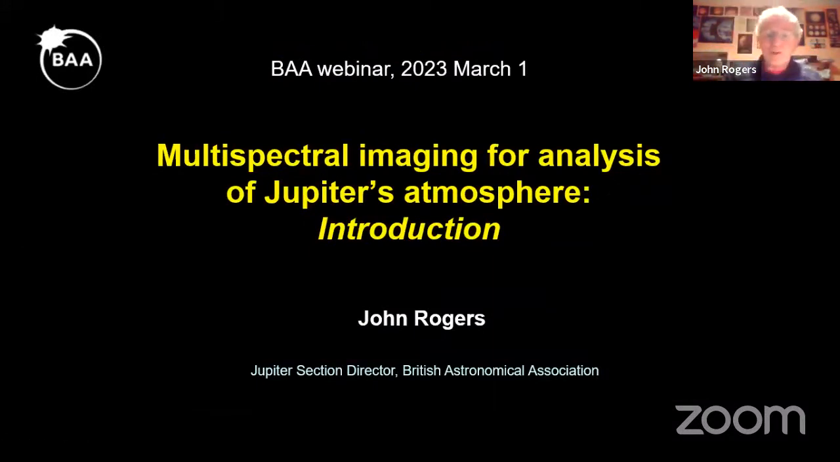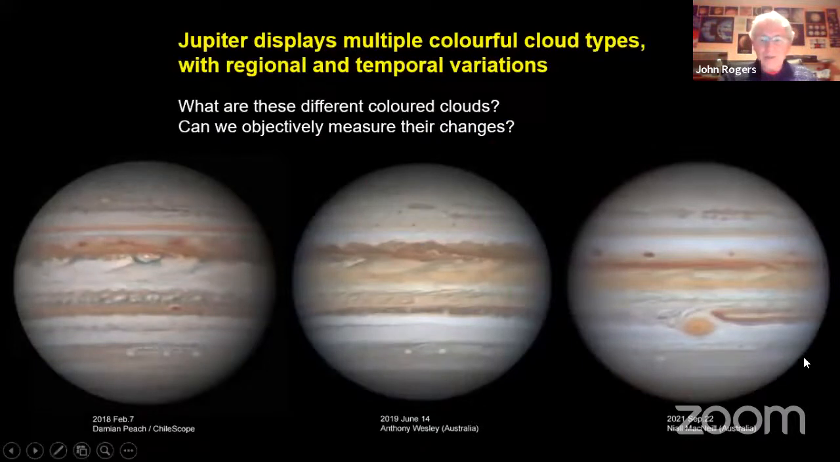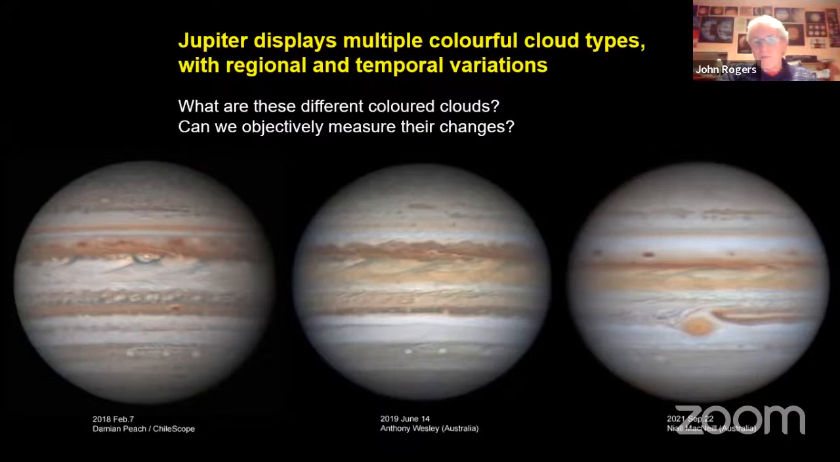In this webinar, 4 leading observers from around the world will be discussing what amateur images can contribute to the analysis of Jupiter's atmosphere by multispectral imaging. As you know, many amateur observers are taking these beautiful images in color, showing glorious multicolored clouds in different regions of the planet, and they change from time to time. But usually our analysis of the colors doesn't go beyond the descriptive. So we're going to ask, can we actually describe the colors objectively? What are these multicolored clouds?